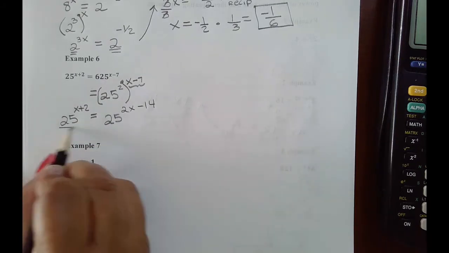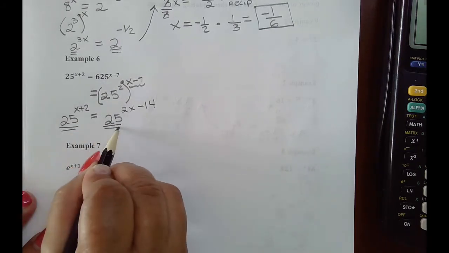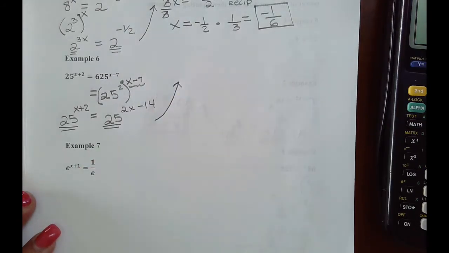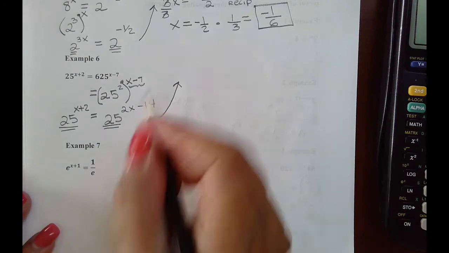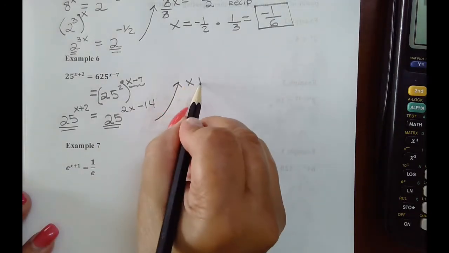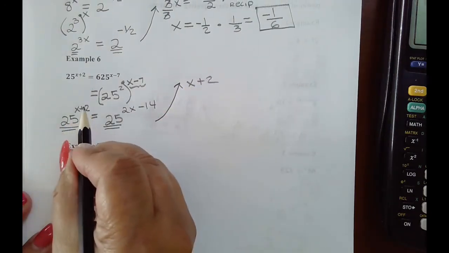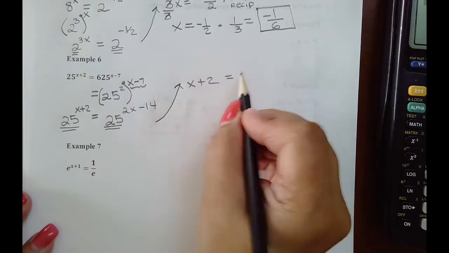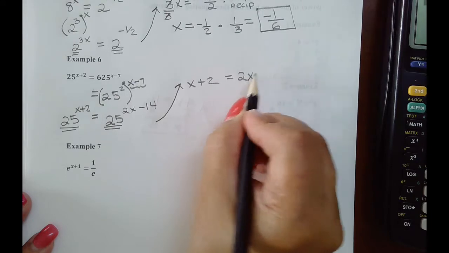Okay, we're now at the point where these bases match, and therefore we can exclusively move to the point of the problem where we work just with the exponents. So exponent on the left is x plus 2, and the exponent on the right is 2x minus 14.